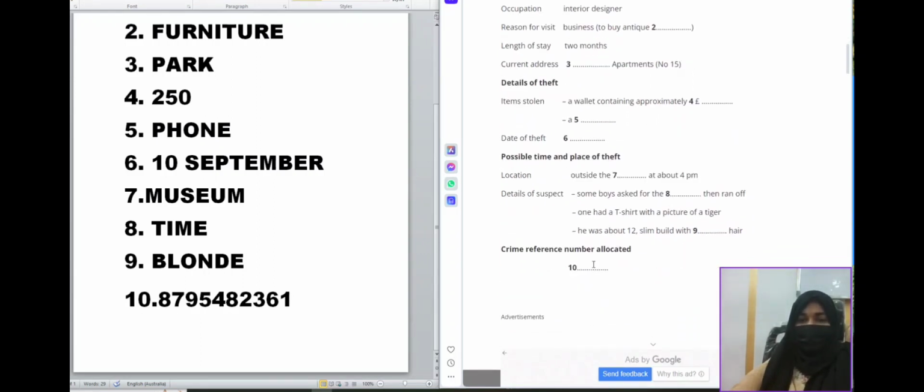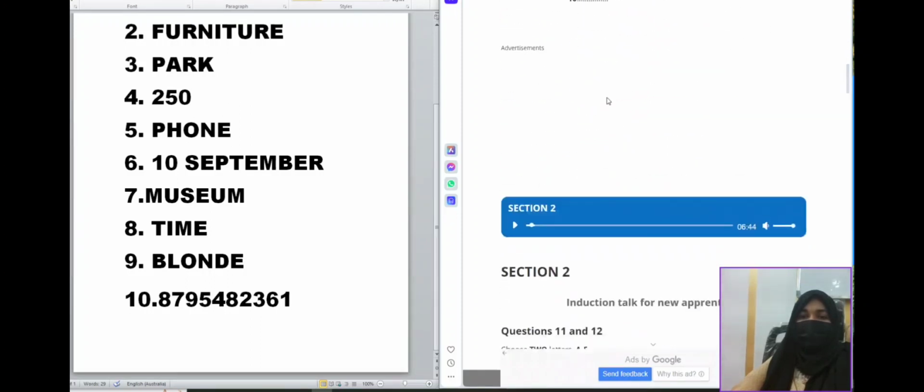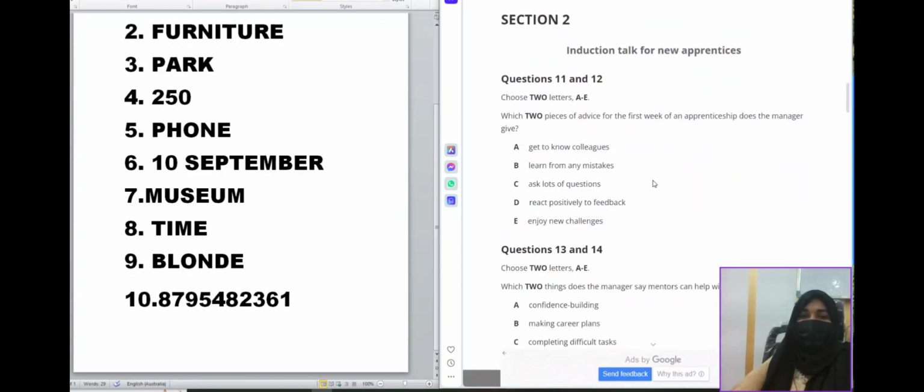Now we have ended our section 1. 10 questions and answers. These are the answers. Check them. When the audio says no, now check for the answers. Don't waste your time. Move on to another section, and look at the answers quickly. You can guess what the question is and what the answer will be.